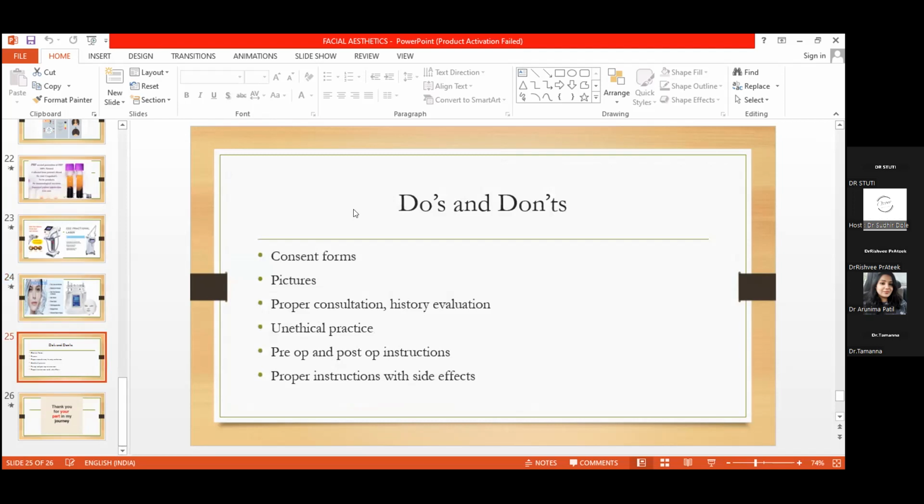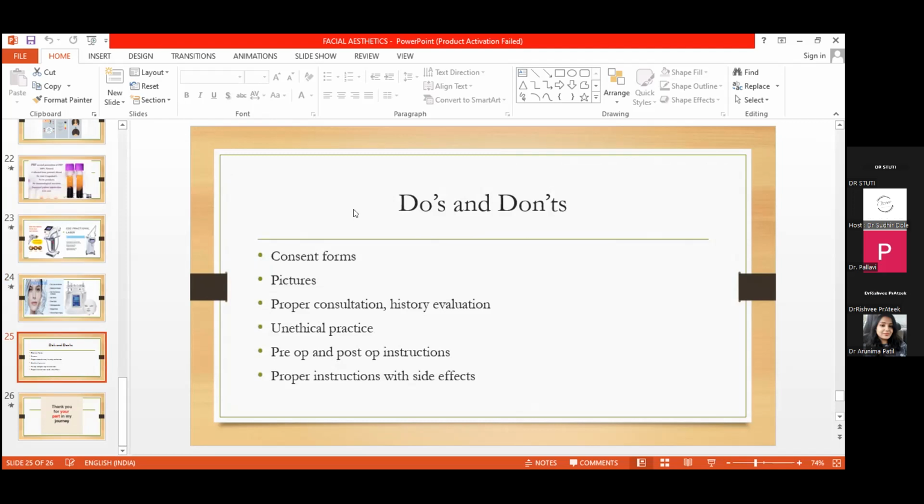So now what about the do's and don'ts? So consent forms are a must, because without consent forms, see in India there is no suing option, but when you are at fault and you don't have a consent form, there is no one to cure you, because verbal communications are not valid in the law in your courtroom. So only the consent form would be your savior.